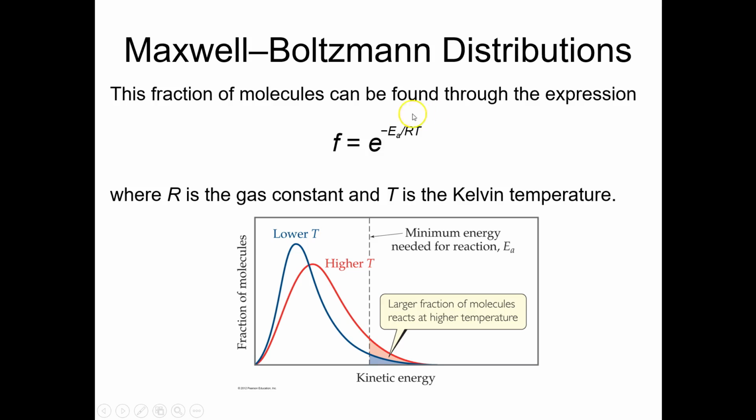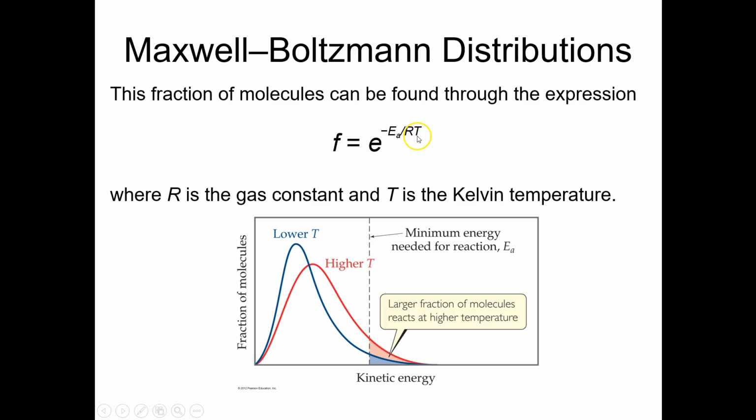So if you think about this for just a second, this is a negative exponent. So the larger this number is in magnitude, the smaller f is going to be, right? Because that's a negative exponent. So if this is a very negative number, then f is going to be small. If this is a less negative number, f is going to be larger.